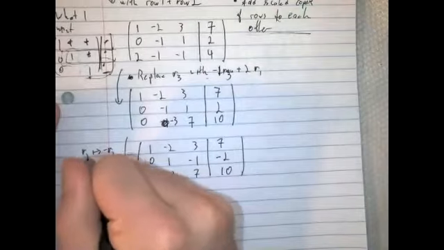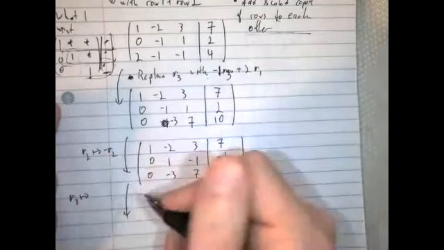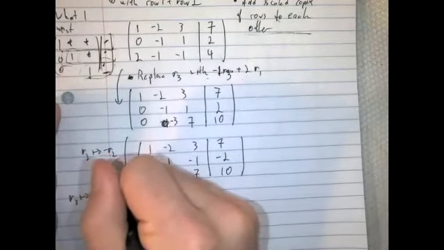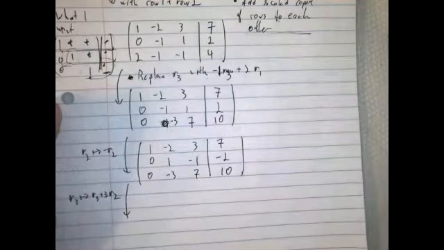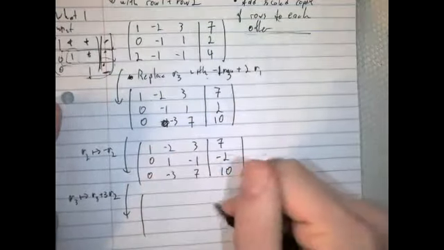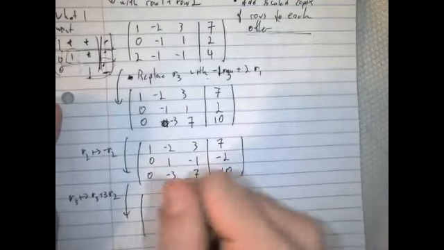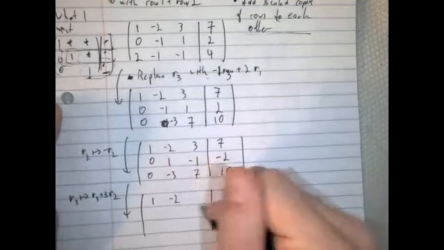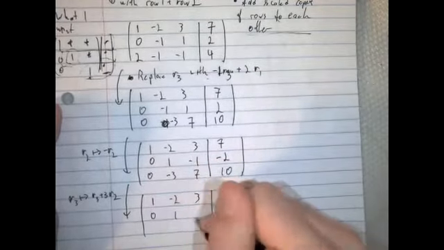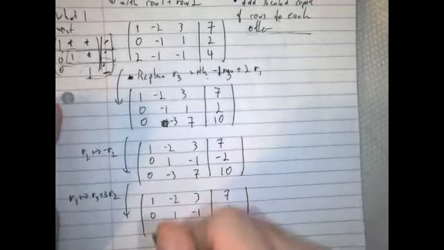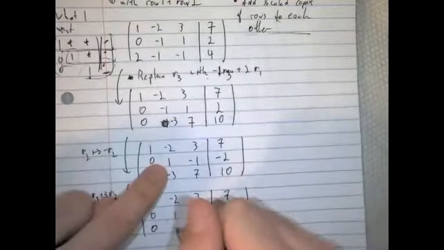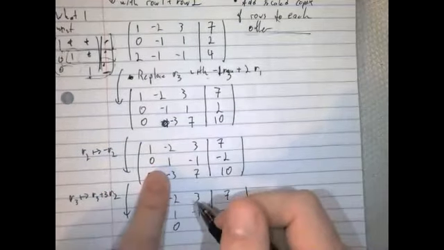Row 3 goes to row 3 plus 3 times row 2. So then I'm going to get 7. The first 2 rows stay the same: 1, -2, 3, 0, 1, -1, -2. But now I'm going to have a 0 here, because that's exactly the way that I planned it.